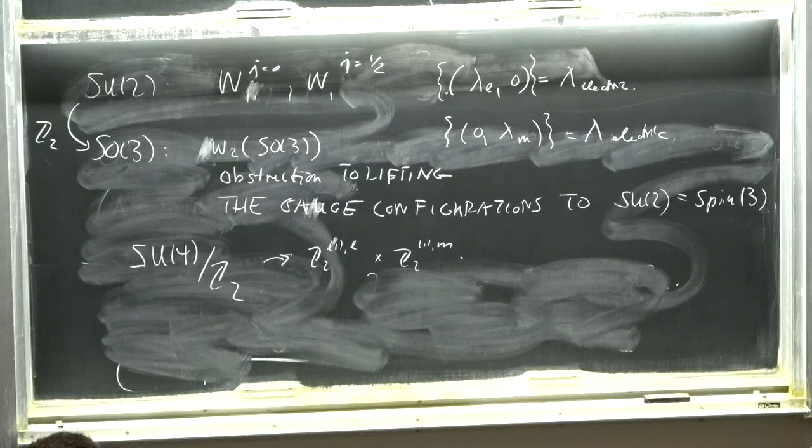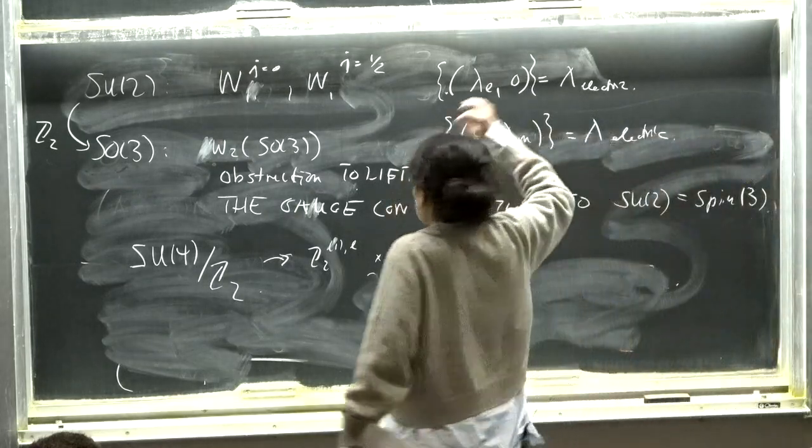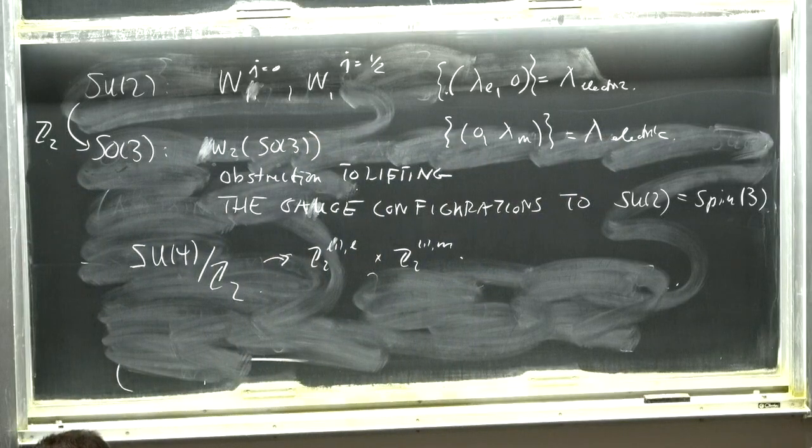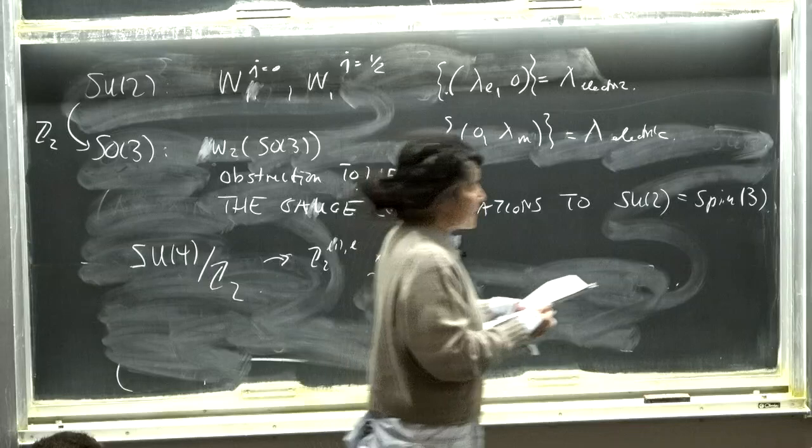It gives you the set of possible line operators you can have in that theory, and then the associated one-form symmetry, so that you need to have this complete set in a given theory.